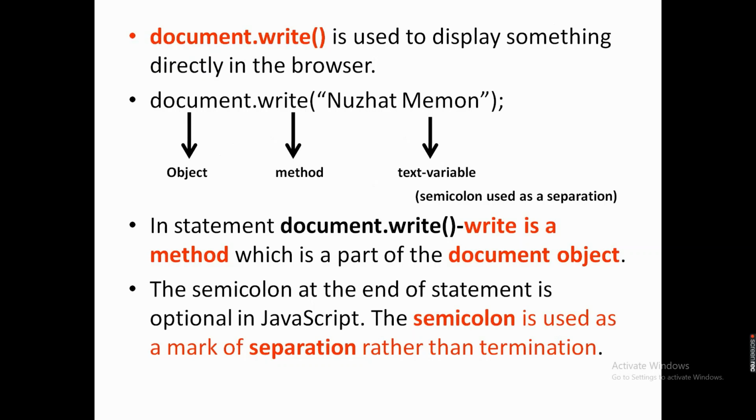Here, as I told you earlier, document is an object, write is a method. That's why we write round brackets. And write is not an empty method. We have to give some argument, whatever we want to write. Validate form was empty. Alert was with an argument. Here, write is also with an argument. And semicolon is used as a separator. So if I want to write a whole script in one line, I can write it.